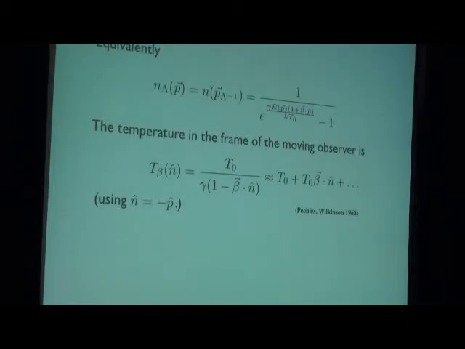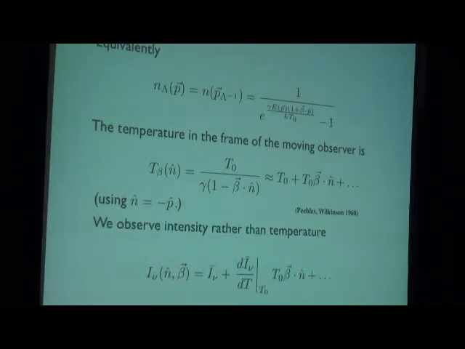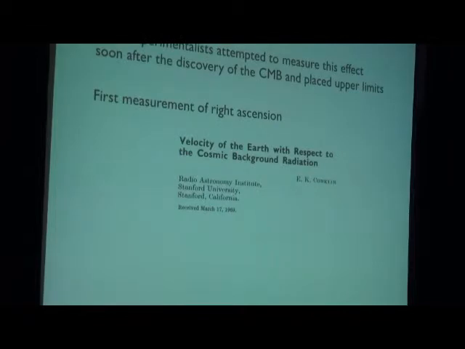Now, one point to briefly make is that we're not directly observing temperature typically, but we're observing the intensity. And so you can expand the intensity out, and you find that you get this kind of a temperature dipole. At this point, it's not yet relevant, but it will become relevant in a second.